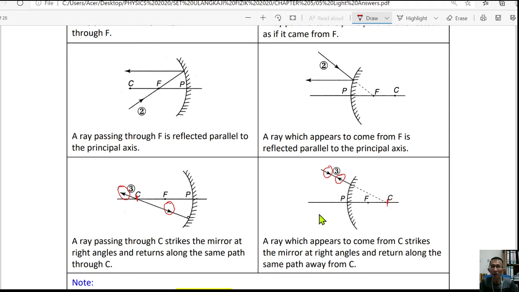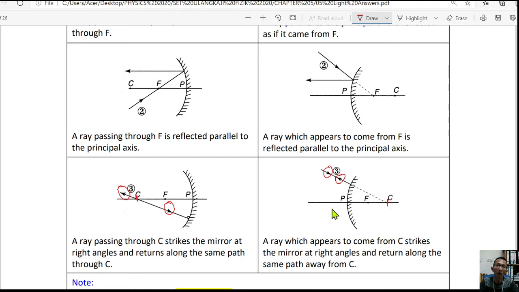Even though there are 3 steps, you only need 2 steps. Upon drawing these 2 steps, you need to find where the lines intersect. So the point where the lines intersect is where the image will be formed.